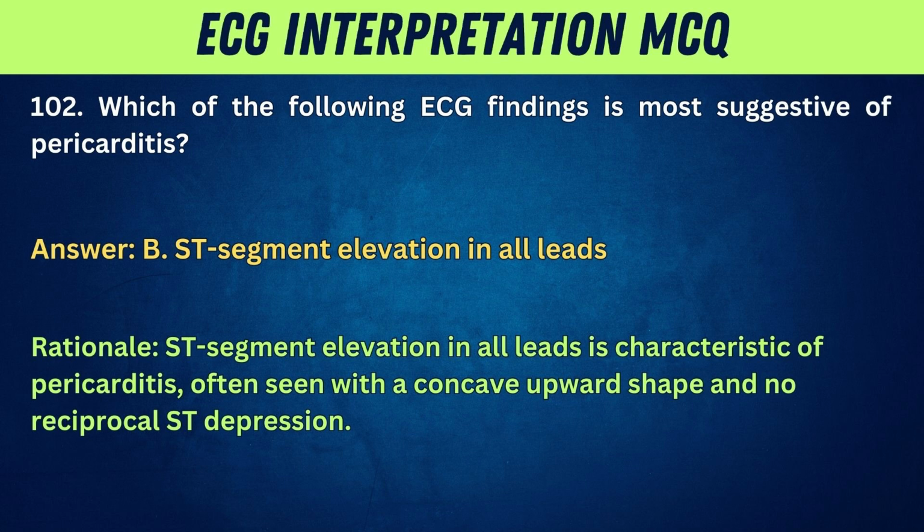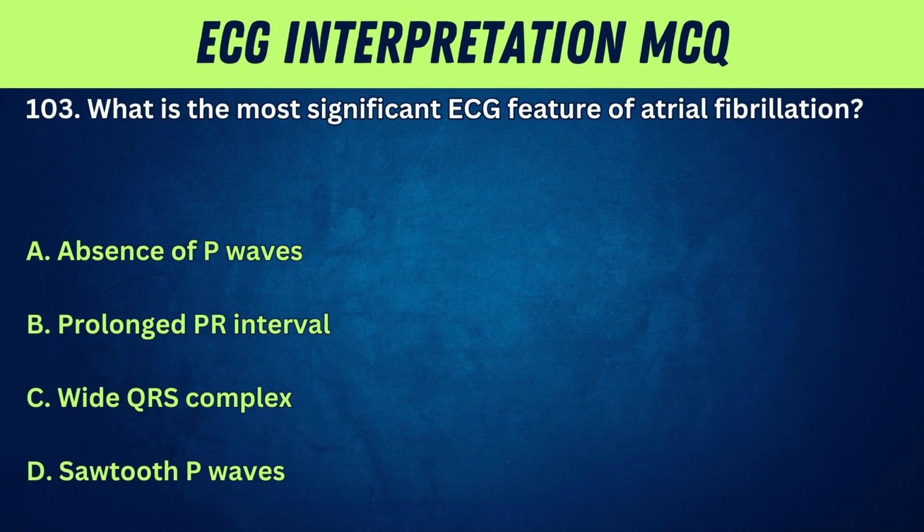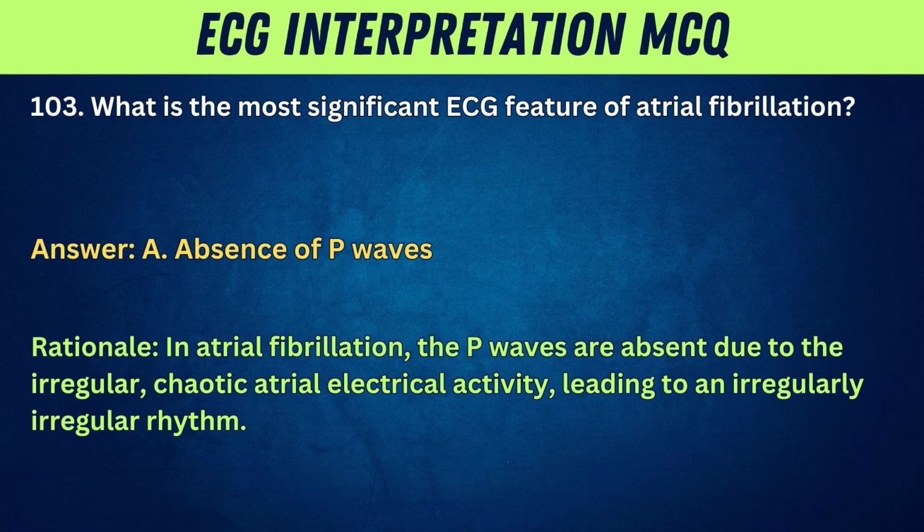103. What is the most significant ECG feature of atrial fibrillation? A. Absence of P waves. B. Prolonged PR interval. C. Wide QRS complex. D. Sawtooth P waves. Answer. A. Absence of P waves. Rationale. In atrial fibrillation, the P waves are absent due to the irregular, chaotic atrial electrical activity, leading to an irregular rhythm.